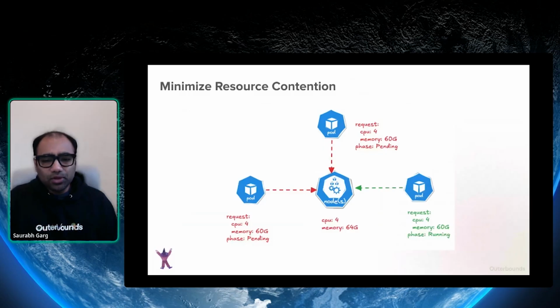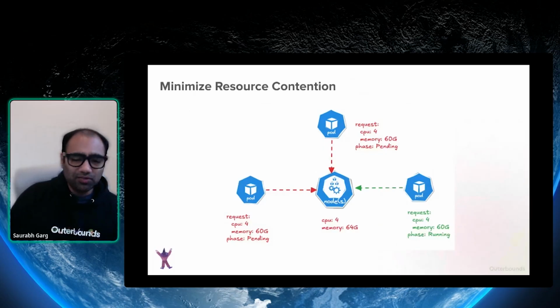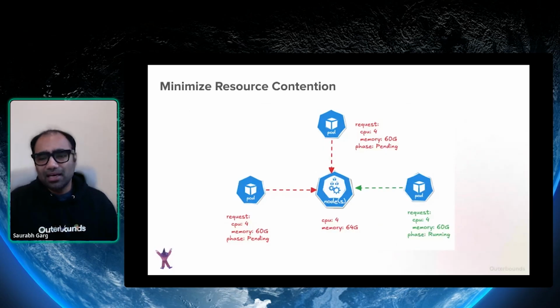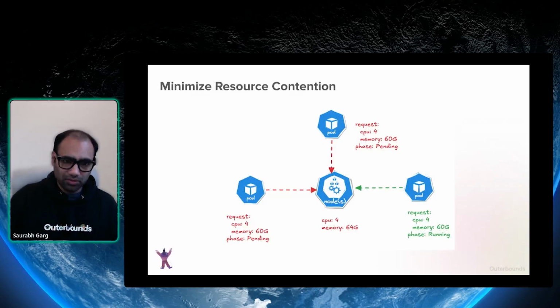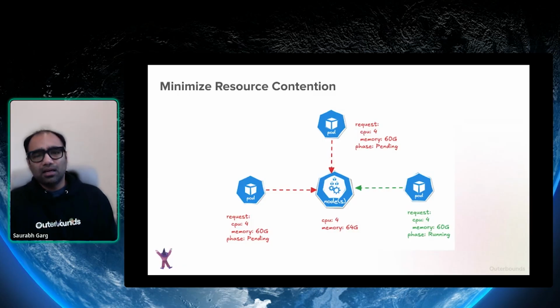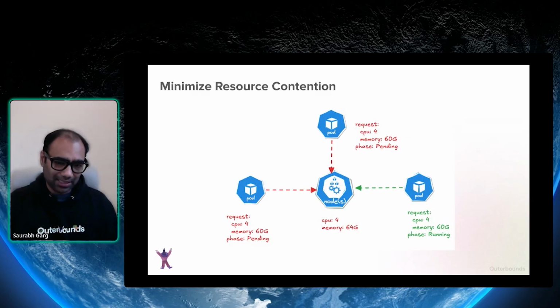So assume you had a node that advertised allocatable capacity of 4 vCPUs with 64 gigs of memory, and there is the pod on the right which is asking for all of those resources, and it has come into a running phase. But now there are two other pods that are also asking for the same resource quantity. In the event that you do not have enough capacity available on your cluster, all these pods are going to start queuing behind each other, asking for the same resource quantities.